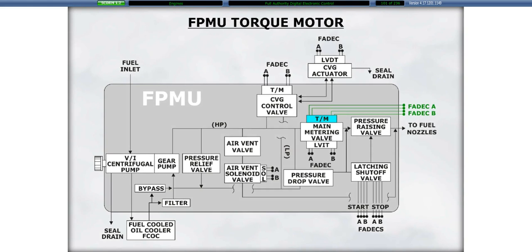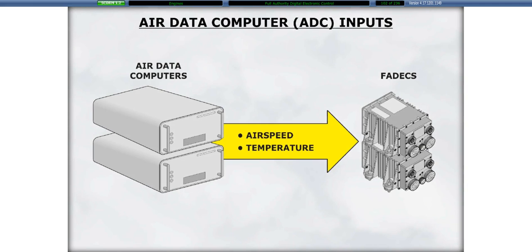Each FADEC receives commands from the control pedestal and from the power plant control panel and sends commands to the FPMU torque motor, which meters the fuel flow to the engine so as to reach the N1 speed calculated by the FADEC thrust management section. The air data computers provide airspeed and temperature information, which are used by the FADEC to calculate the maximum available thrust for the selected thrust rating mode.